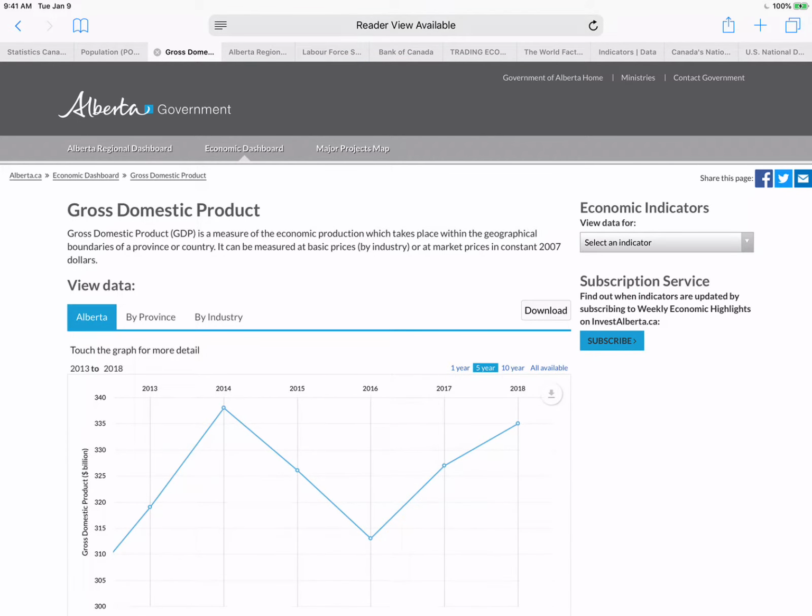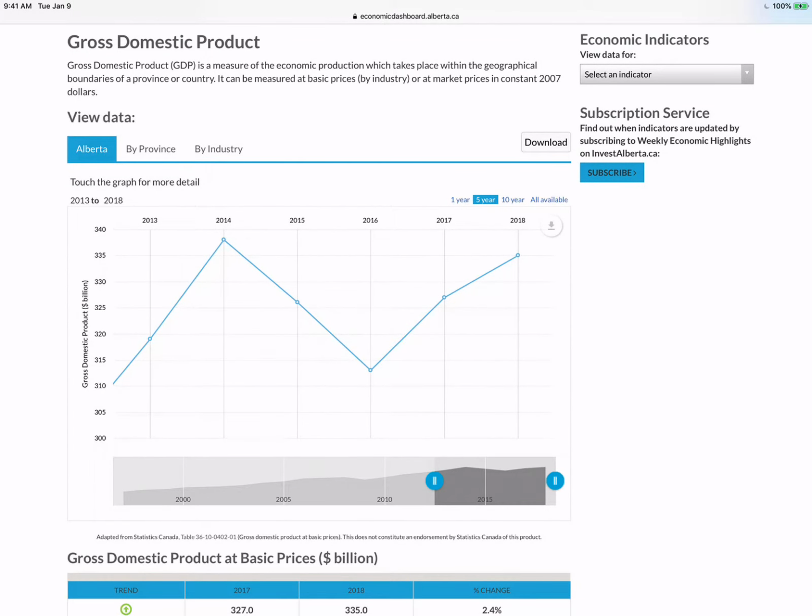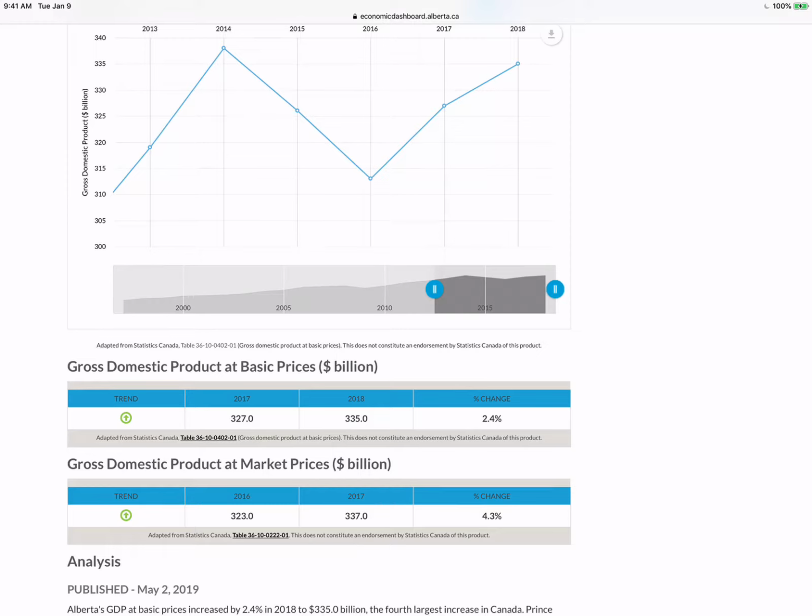If you click inside, you can get some historical information. You can also see specific numbers at the bottom. Basic prices, that means real. We've taken out inflation. Market prices, that's nominal, current dollars. So in current dollars, 337 billion is the size of the Alberta economy. If we take out inflation, it's 335. We're going to talk this semester about why you take inflation out of this calculation and how to do that.